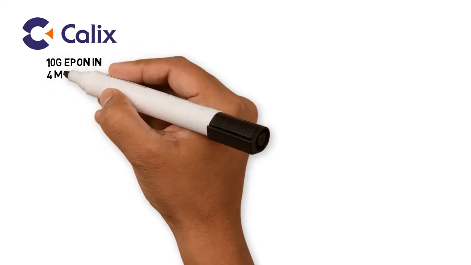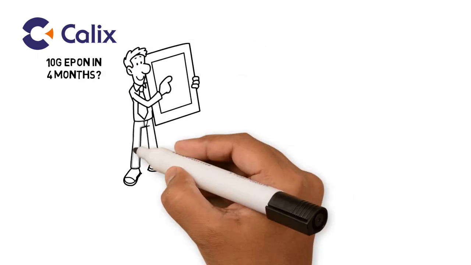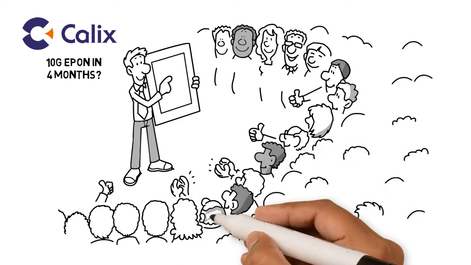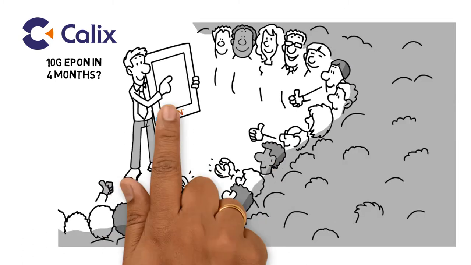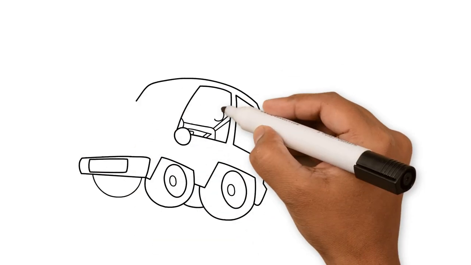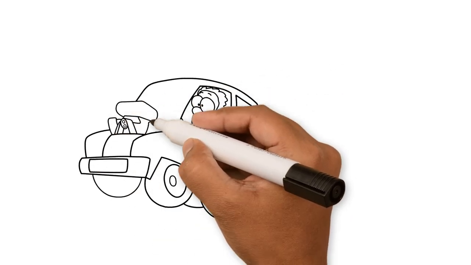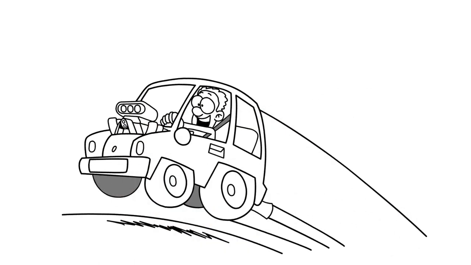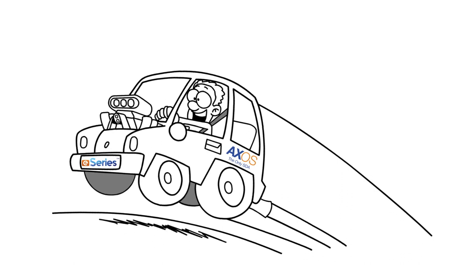So why Calix and a 10-gig EPON system built in 4 months? Well, it's simple. Competition is everywhere, and we have fundamentally changed the way telecommunications companies bring new services and technologies to market. It took us 4 months to build the most advanced 10-gig EPON system on the planet. The question for you is, how fast do you want to go? Welcome to the world of software-defined access.